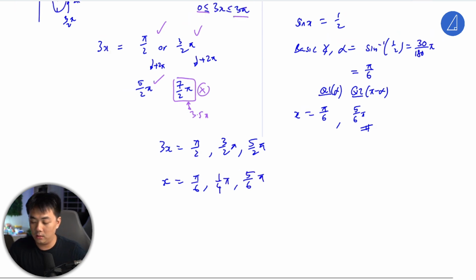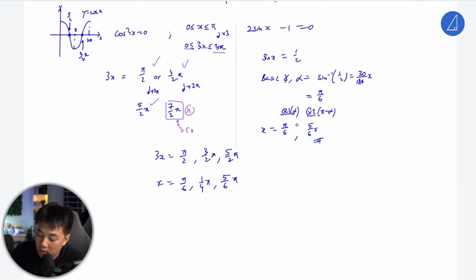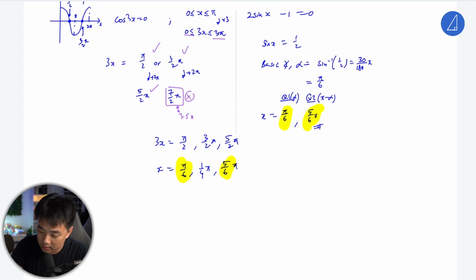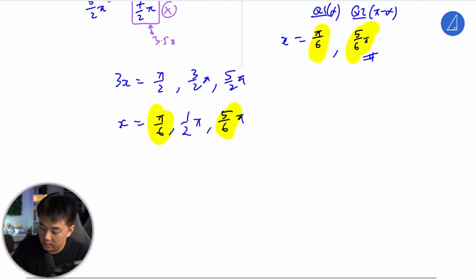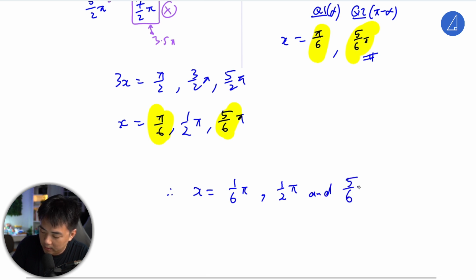Oh wow, it seems like it's the same. So there are two overlapping angles here. Essentially this is the answer. I keyed in wrongly, this is actually half a pi. Hence x equals pi over 6, pi over 2. Maybe I'll just write it nicely. So hence x is equal to pi over 6, half a pi, and 5 over 6 pi.